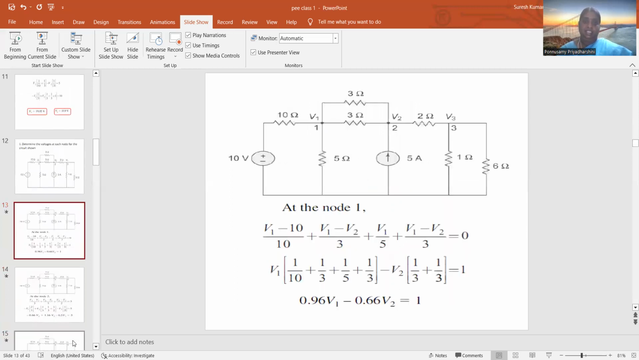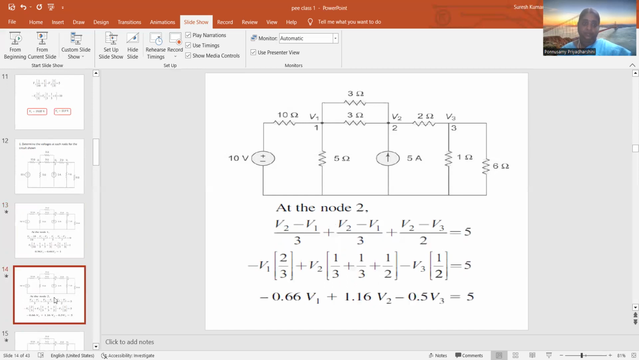If I am analyzing each and every node, at node 1 we have 4 resistors, and accordingly we write the equation: V1 minus 10 by 10, V1 minus 2 by 3, V1 by 5 and V1 minus V2 by 3. If I simplify this equation, this is my final equation.